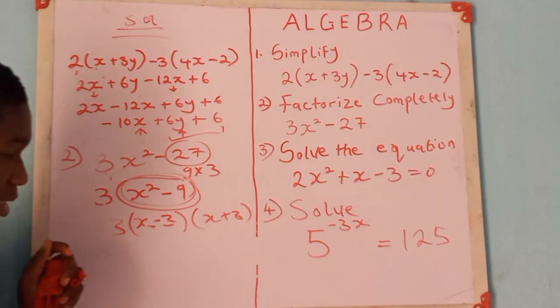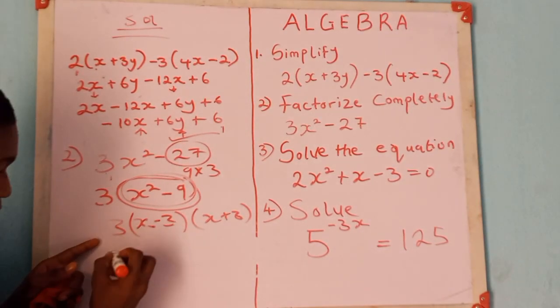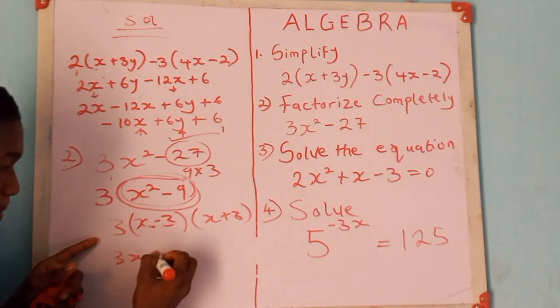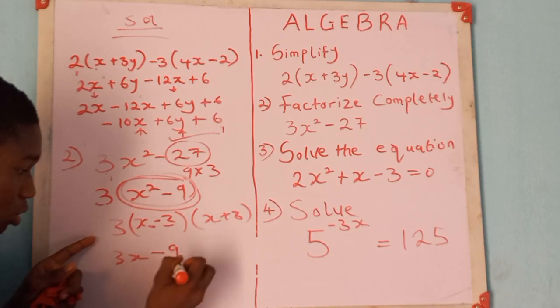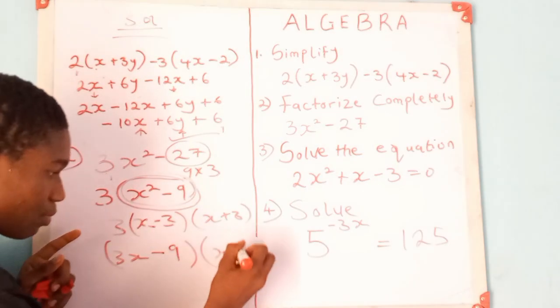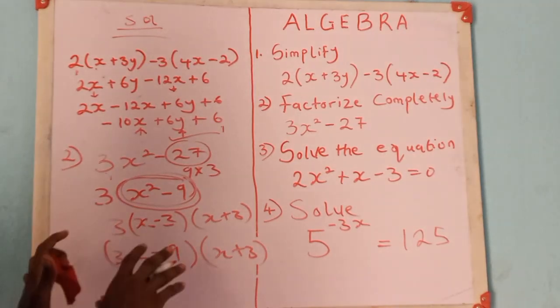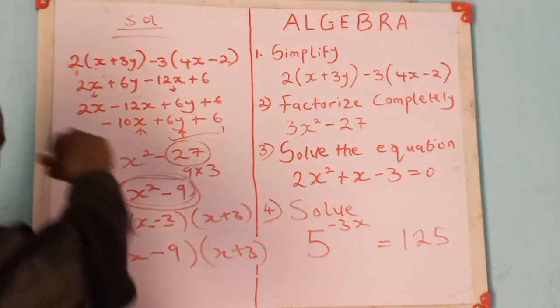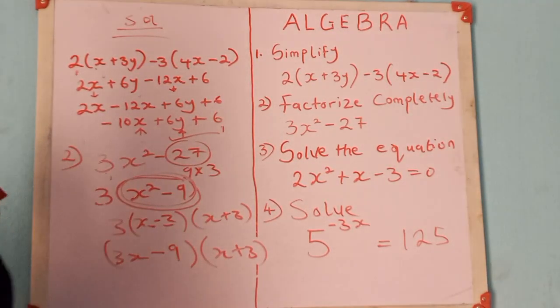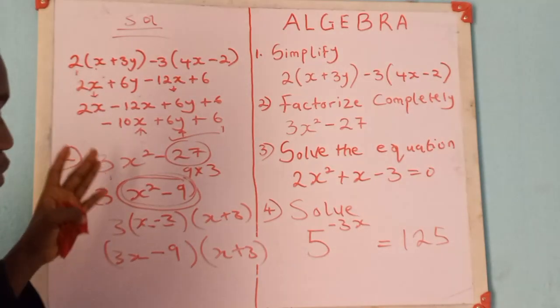But I can still say this multiplied by this to give me 3x, and this times this is going to give me 9. So now, this is my final answer. Whenever you expand this, you are going to get the actual value that we had before. So that's that for the first one and also the second one.